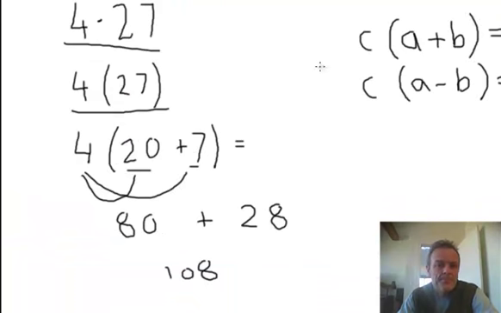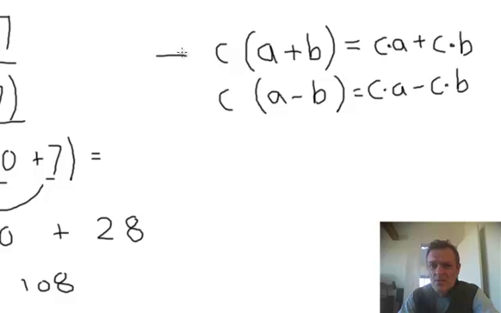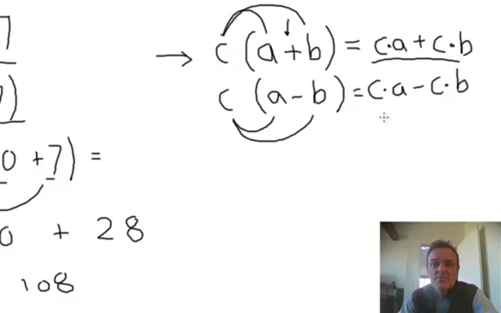So in fact, here's the general rule. So let's have a look at this. C times (A plus B): if I do C times A and then C times B and add them together, because that's what this is, then I'll arrive at the answer. If I do C times A minus C times B, that's just the subtraction one, no different.